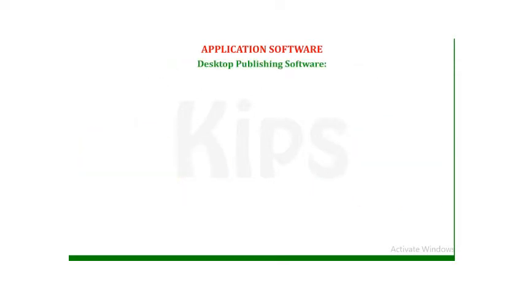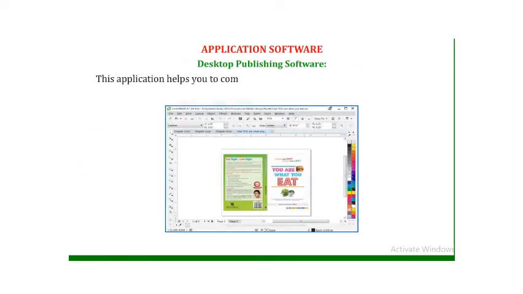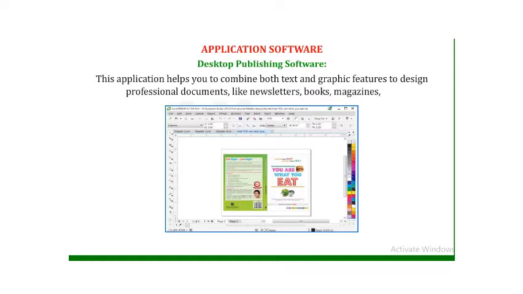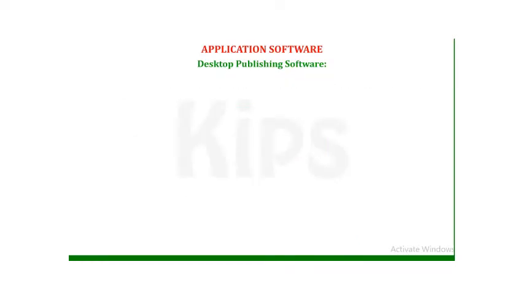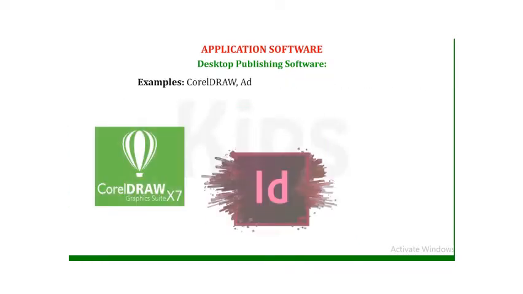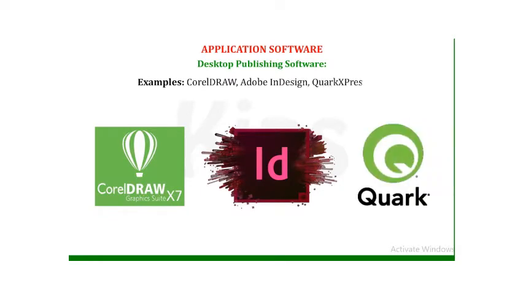Desktop publishing software. This application helps you to combine both text and graphic features to design professional documents like newsletters, books, magazines, etc. Examples: CorelDRAW, Adobe InDesign, Quark Express, etc.